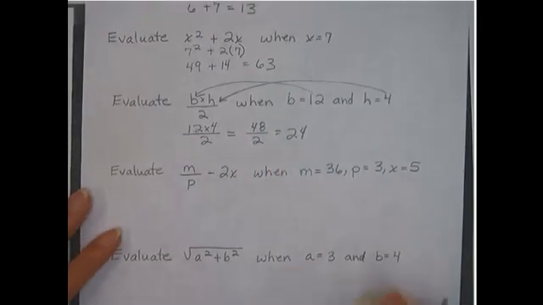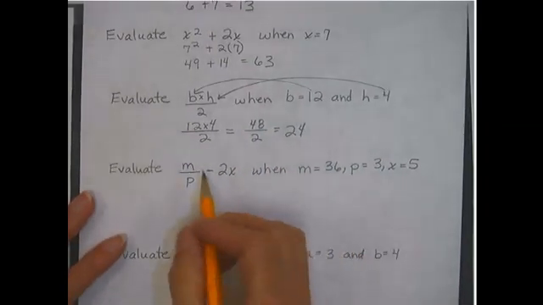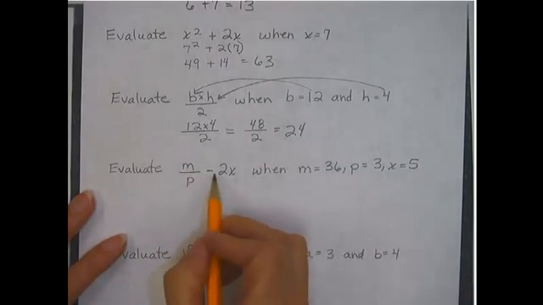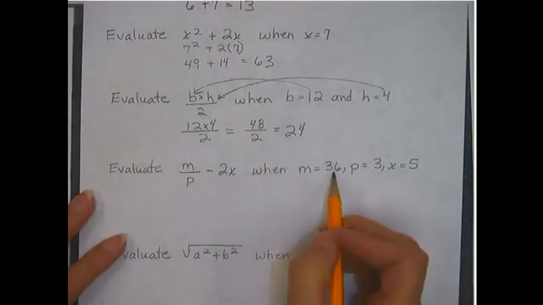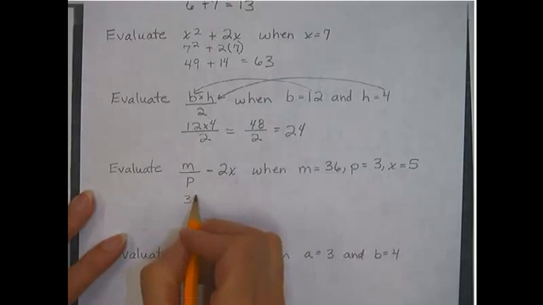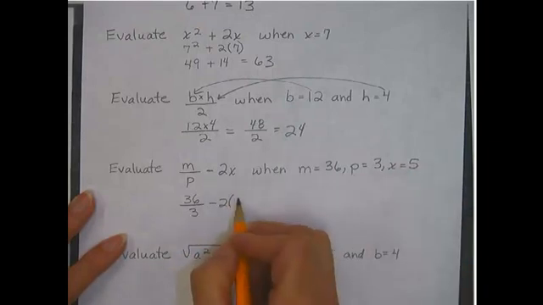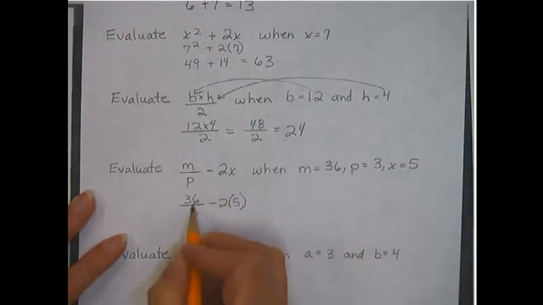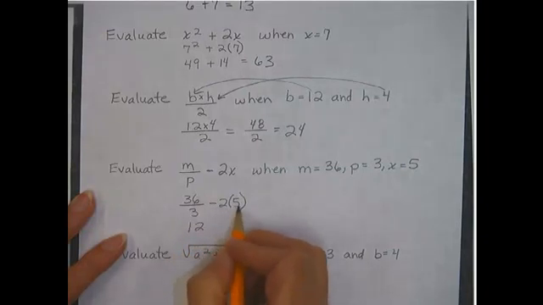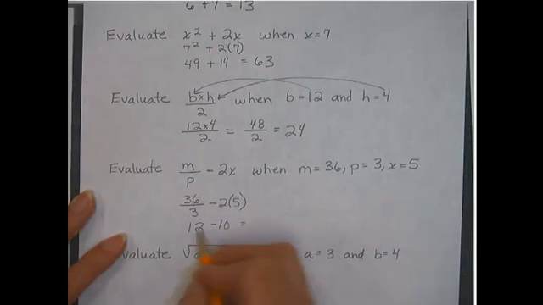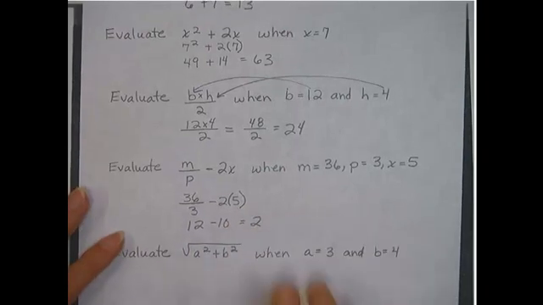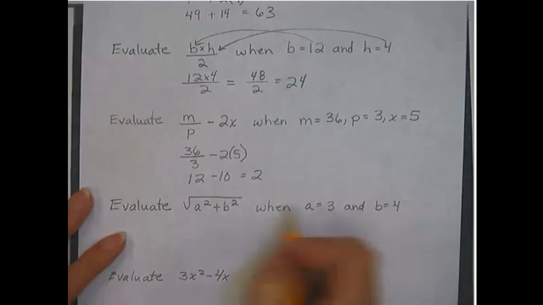So again, once you plug it in, it's an order of operations problem. Here we've got m over p minus 2x. I need to plug in 36 for m. I need to plug in 3 for p minus 2 times plugging in 5 for x. So 3 goes into 36. That's going to give us 12. 2 times 5, that's minus 10, which is going to give us 12 minus 10 is going to give us 2.